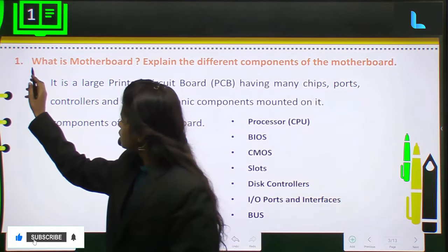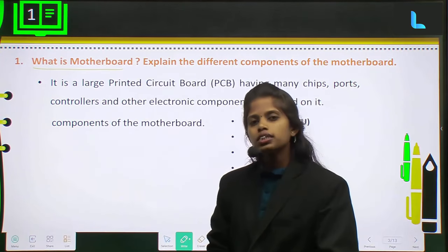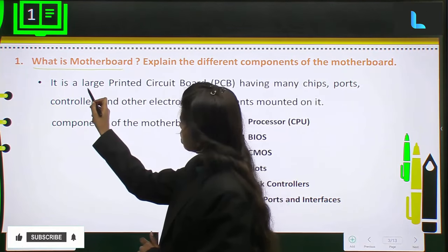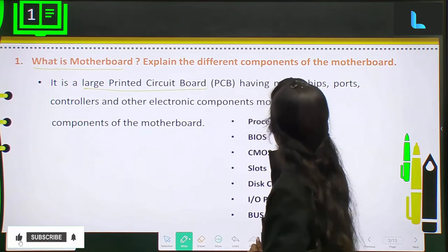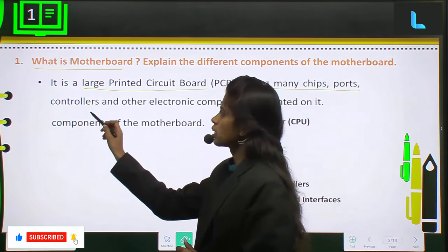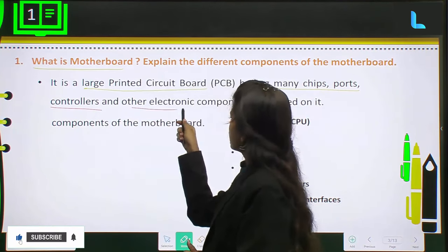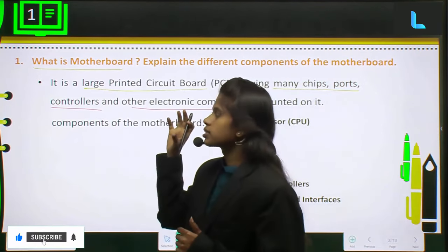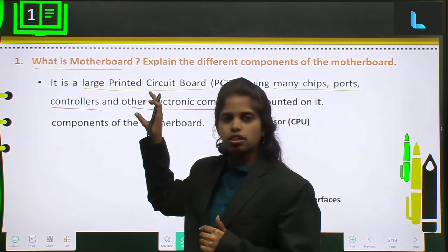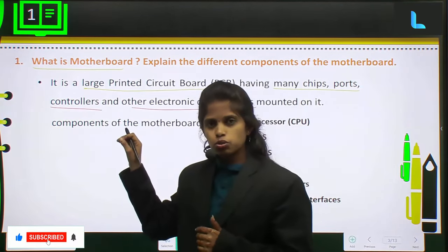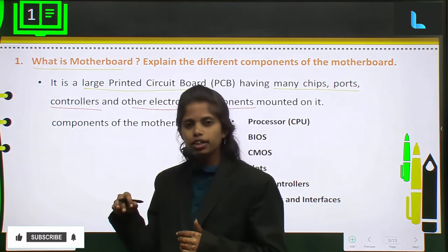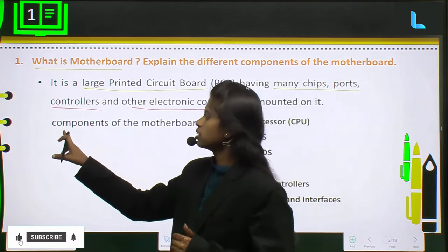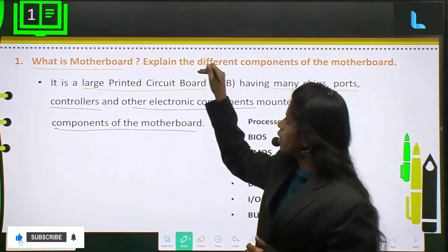So first you should write the definition of the motherboard. So what is a motherboard? It is a printed circuit board, which is a PCB, as you call it. This is a large printed circuit board having many chips, ports, controllers and other electronic components mounted on it. So this is the definition that you should give: a motherboard is a large printed circuit board on which all other electronic components will be mounted, and this is the main part of your computer. Next come the components of the motherboard, which is the second part of your question.